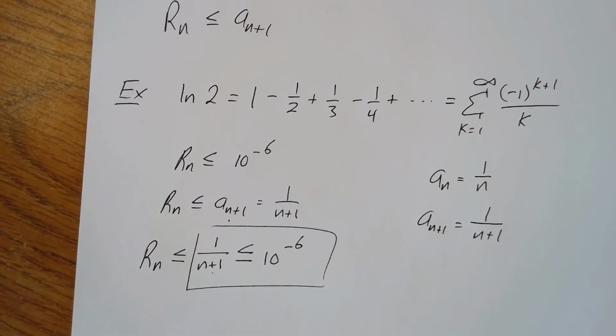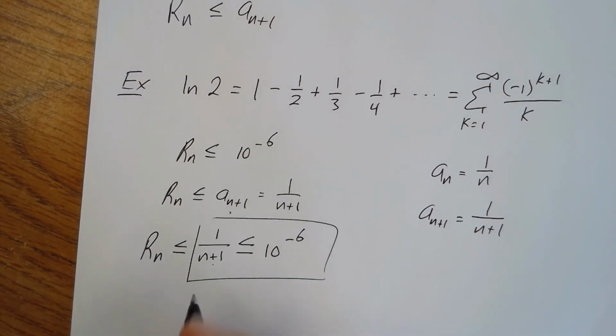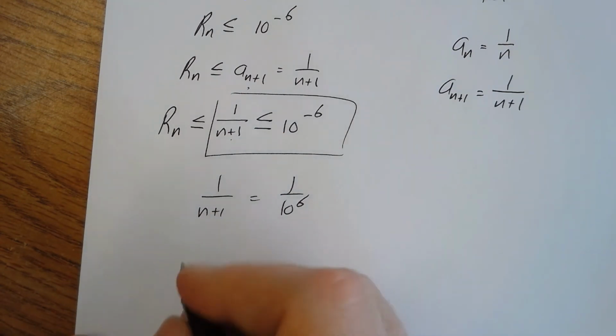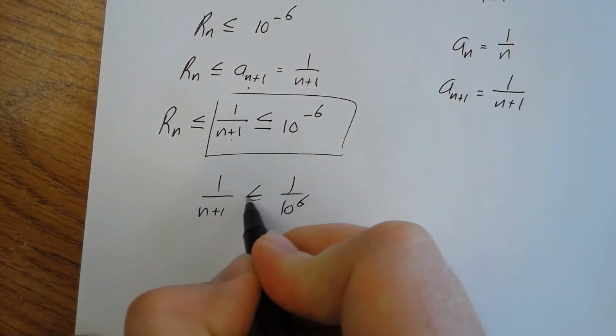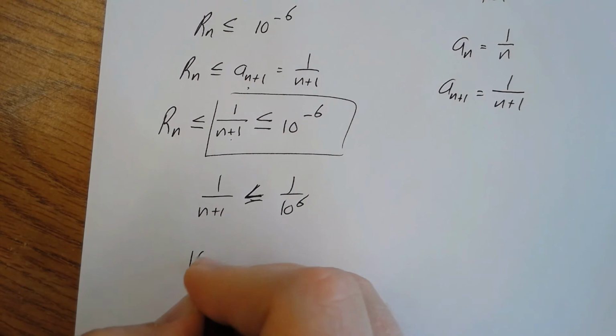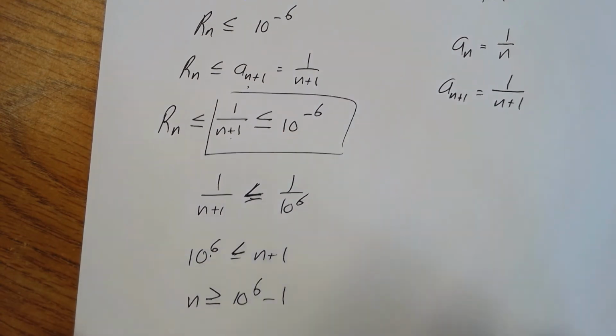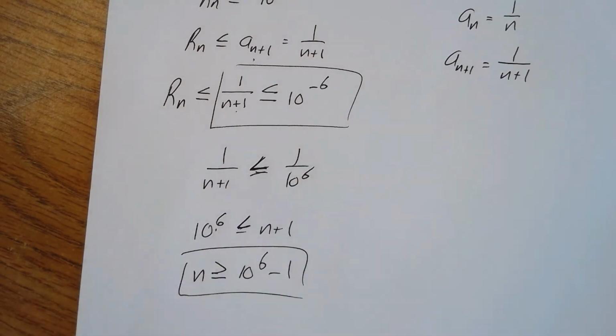I'm going to just go ahead and solve this little minor equation. In doing so, I have 1 over n plus 1 is less than or equal to 1 over 10 to the 6th. I will change that negative exponent to be a positive exponent. I'll multiply both sides by the common denominator, giving me 10 to the 6th is less than or equal to n plus 1. So I know that n has to be greater than or equal to 10 to the 6th minus 1. And that's what we're looking for. So the question is how many terms do I have to add up? Well, it's 1, 2, 3, 4, 5, 6 minus 1, it's quite a few terms.